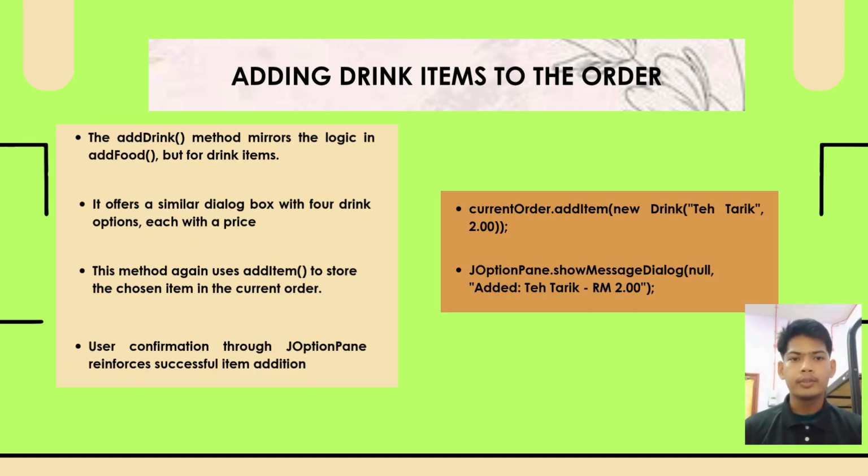The addDrink method is just like the addFood method, but for drinks. It shows a dialog box with 4 drink options, each with a price. When the user picks a drink, it is added to the order using the addItem method. A confirmation message appears to let the user know that the item was successfully added.